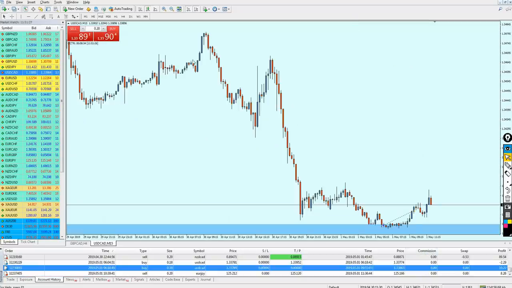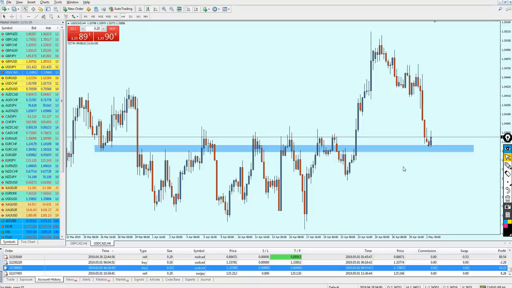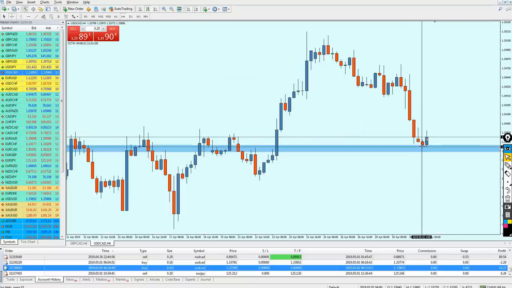But I wanted to tell you that I opened these trades, the USD CAD. Let me show you what happened to the USD CAD. I closed it earlier than I should have, because as I told you, what I told you has happened. The USD CAD reversal has indeed happened all the way to the resistance level.